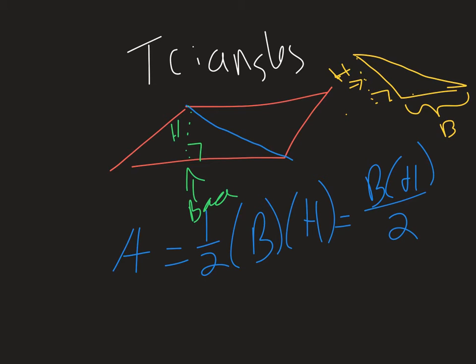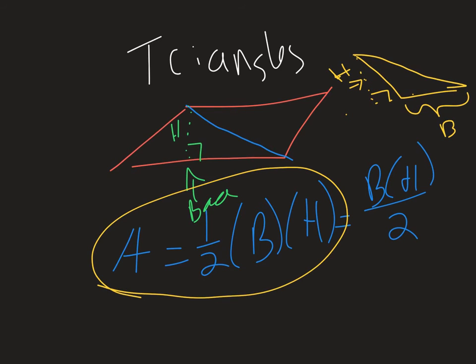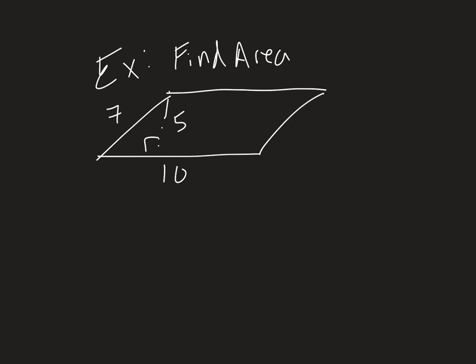And again, the important takeaway here is this formula. The idea is you take the base times the height, and you either multiply it by a half or divide it by 2. Both are mathematically equivalent. So let's do a couple of examples.